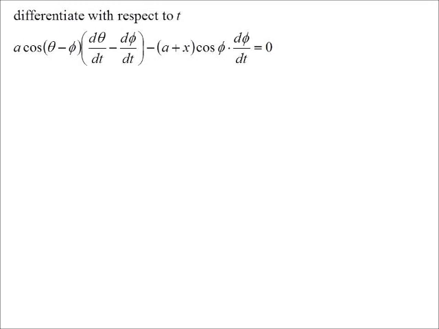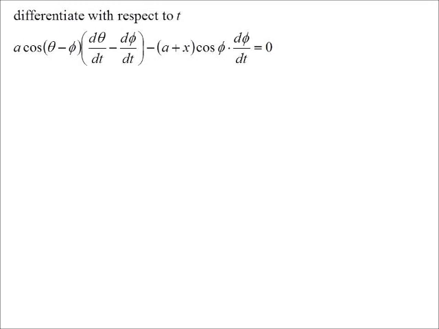And then the next bit, we've got a plus x cos, well, again, it must have been sine, differentiate sine, but I can't do it with respect to time. I can do it with respect to phi, implicit differentiation, so multiply that by d phi by dt.